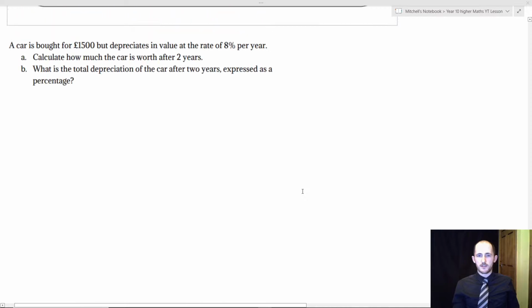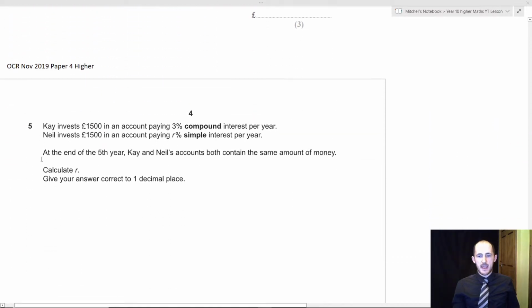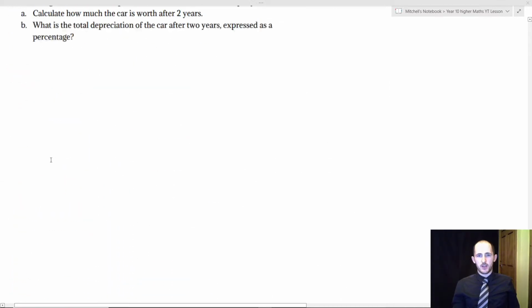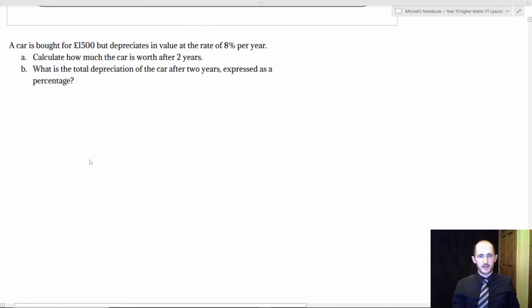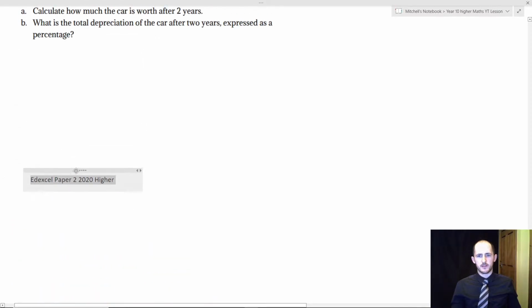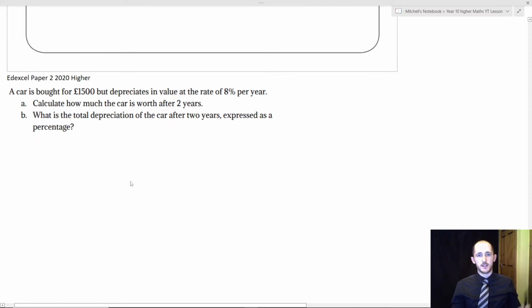So I have a few more questions. Basically, what I've done is I've gotten questions from every single exam board. Okay? So this first one is Edexcel. The next one, for some reason the labeling actually got a bit weird, and I've written where I've gotten the question from. So this is Edexcel Paper 2 2020 Higher. There's one for AQA and OCR as well, just to show you that it's literally every exam board. Okay?